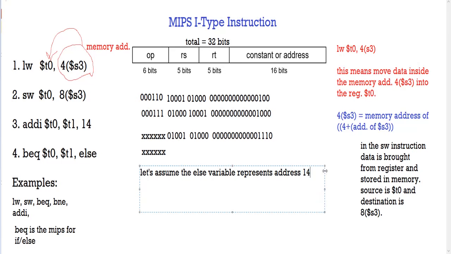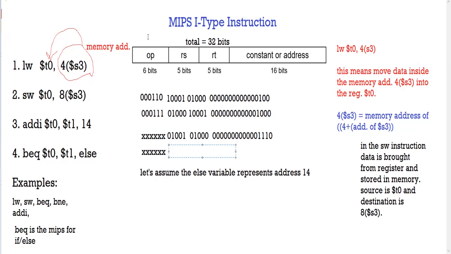Alright, so the else here represents address 14. So now we have our immediate. The first 6 bits are the operand, which you're going to have already. Next, you're going to put T0 in the place of the source, and T1 in the place of the destination. Again, I'm repeating it: BEQ has no source and no destination. It just compares these two registers, the values inside them, and if they're equal, they will jump to else.